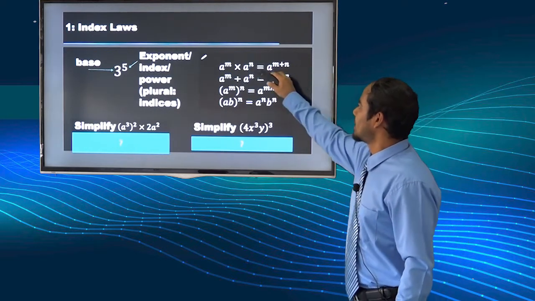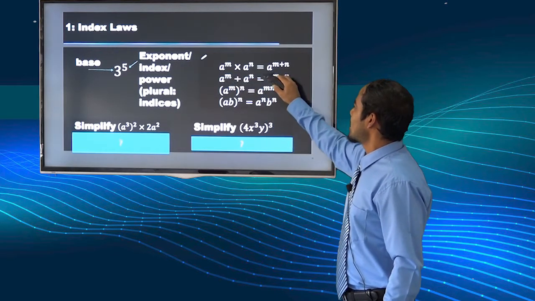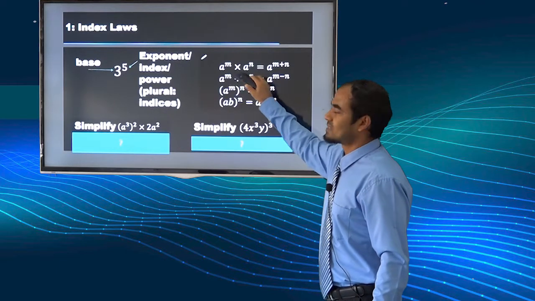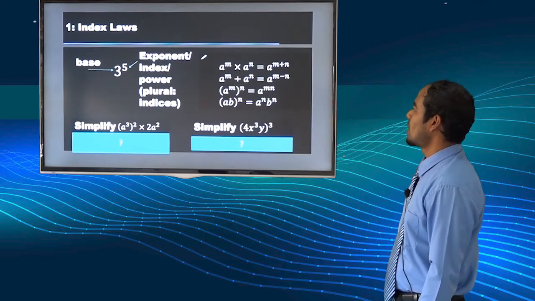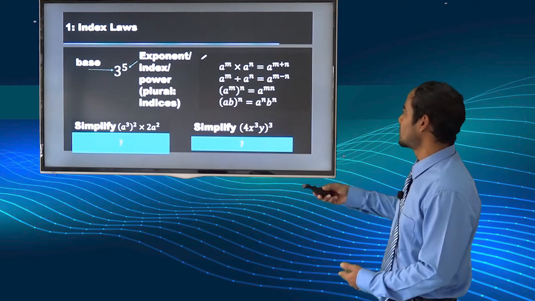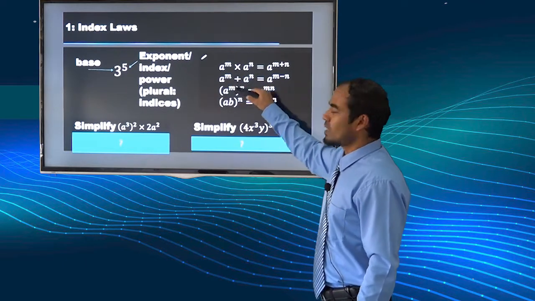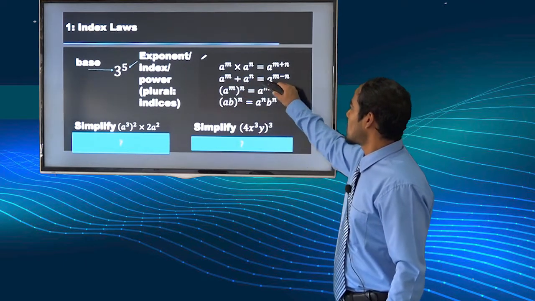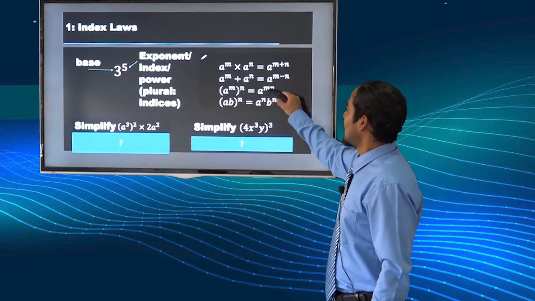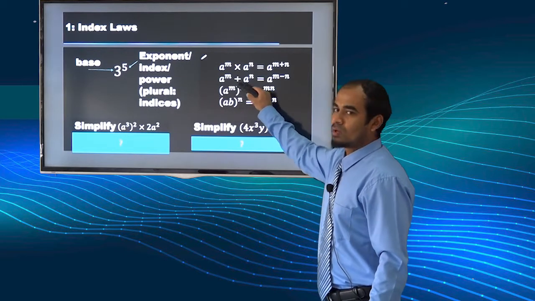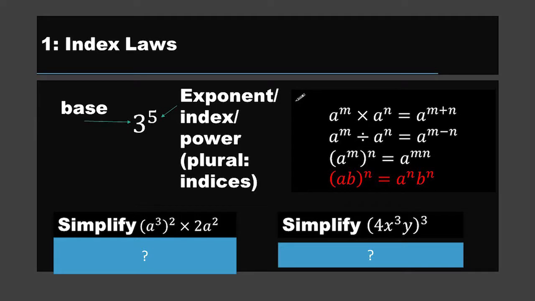If you want to divide two expressions involving indices, just make sure the base is the same. If the base is the same, then you need to subtract the powers. However, there are some cases where you have an exponent raised to another exponent. For example, a to the power m raised to the power n. This will be like bracket multiplication. You multiply only the indices together. You get a to the power mn.